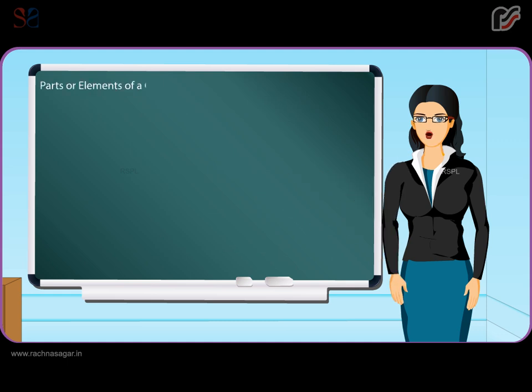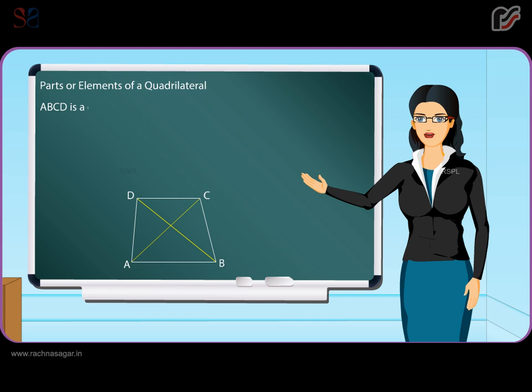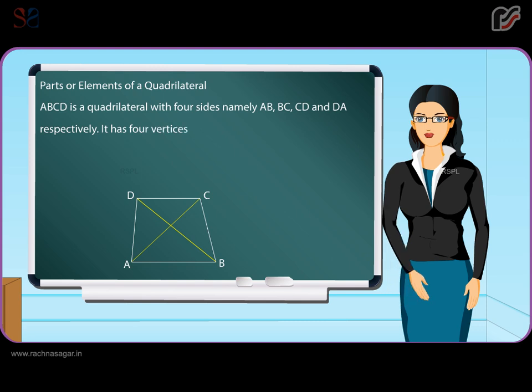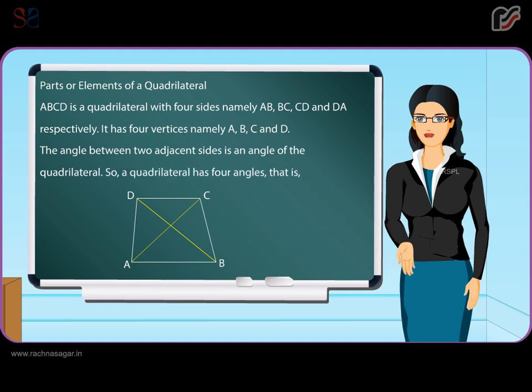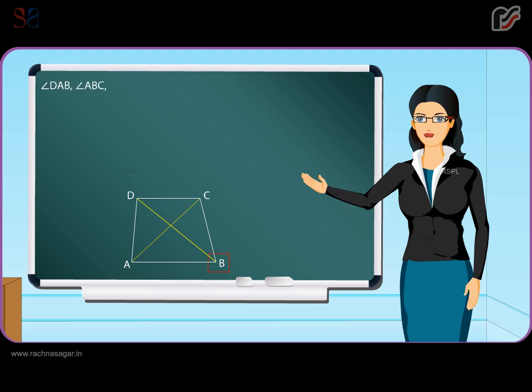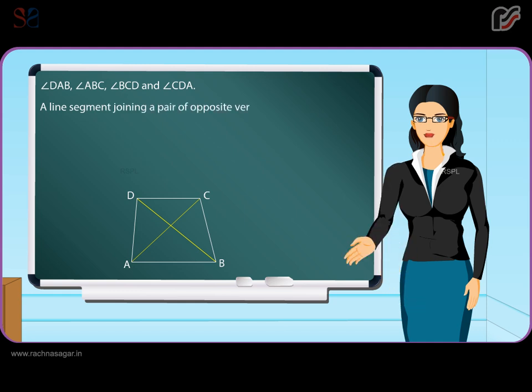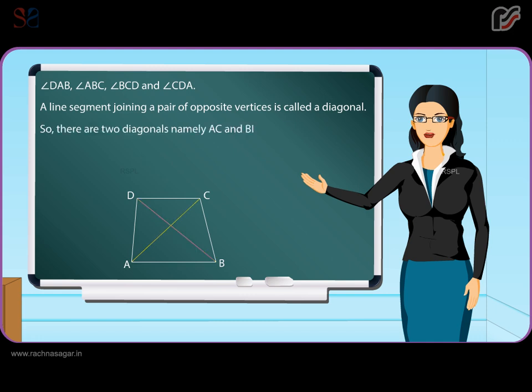Parts or elements of a quadrilateral. ABCD is a quadrilateral with four sides, namely AB, BC, CD and DA respectively. It has four vertices, namely A, B, C and D. The angle between two adjacent sides is an angle of the quadrilateral. So, a quadrilateral has four angles, that is, angle DAB, angle ABC, angle BCD, and angle CDA. A line segment joining a pair of opposite vertices is called a diagonal. So, there are two diagonals, namely AC and BD.